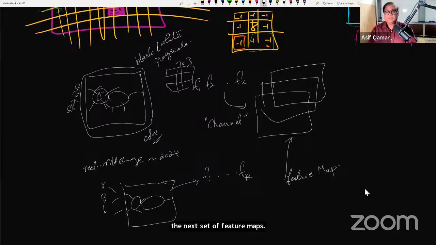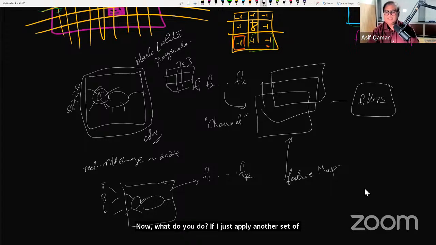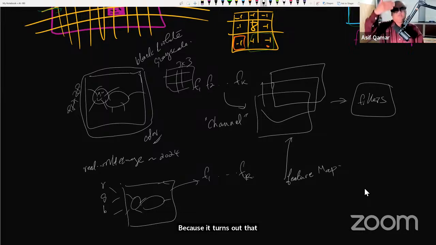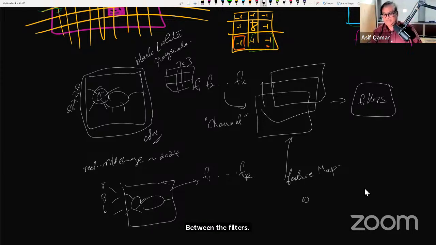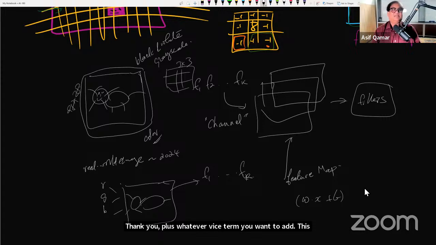Now if I just apply another set of filters, another box of filters, that's not going to be very useful, because it turns out that a filter is a linear operation. Why? Because what did we do? We did a product between the filter's weights and the underlying information, right, plus whatever bias term you want to add. This is what? This is a linear transform, isn't it, guys? This is a basic linear transform, right? In fact, you did w dot x, etc. So this is a linear transform.